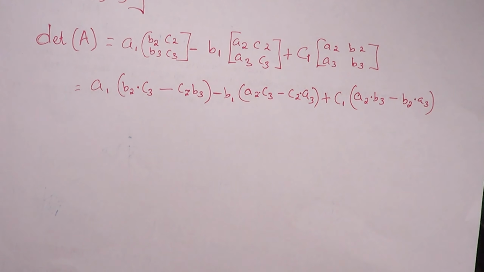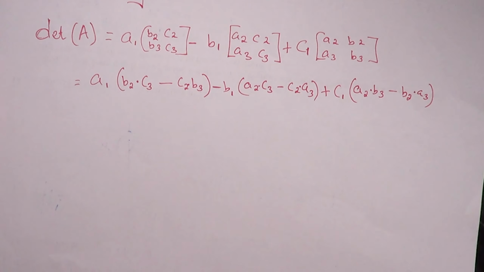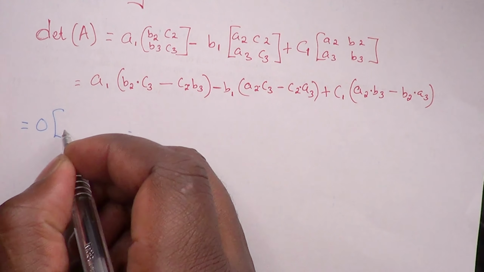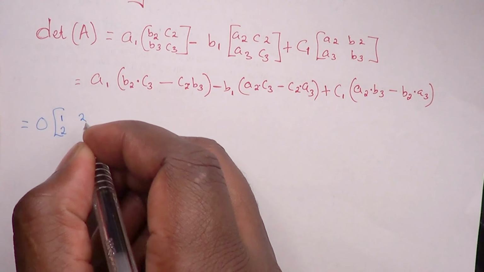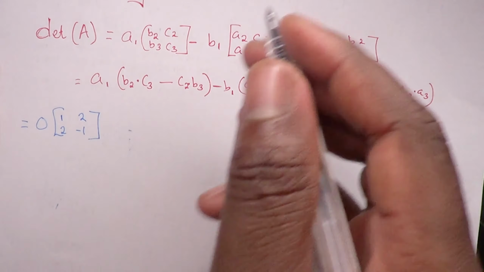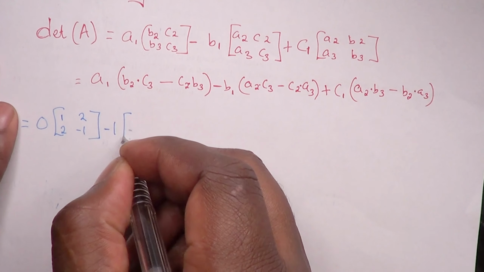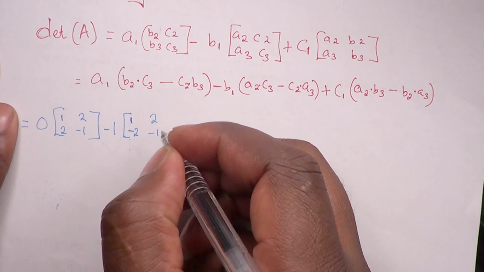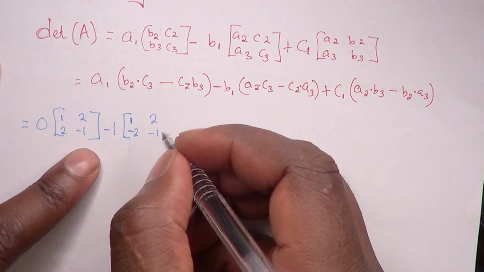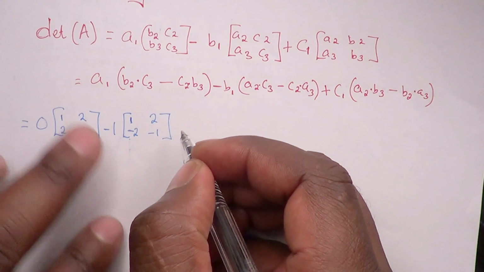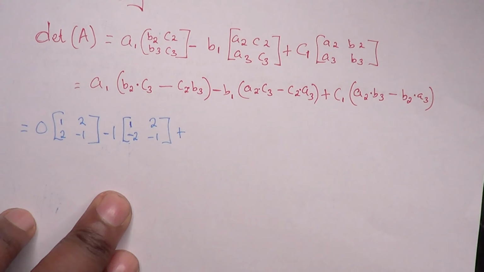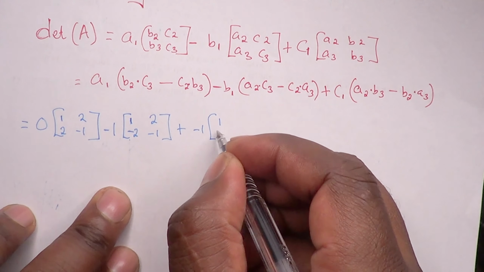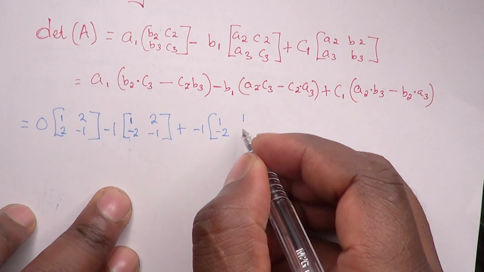So to our previous question, for us to find the determinant of that one, it will be 0 into 1, 2, 2, negative 1, then minus 1 into 1, negative 2, 2, negative 1, plus, remember that one, plus negative 1 into 1, negative 2, 1, 2.